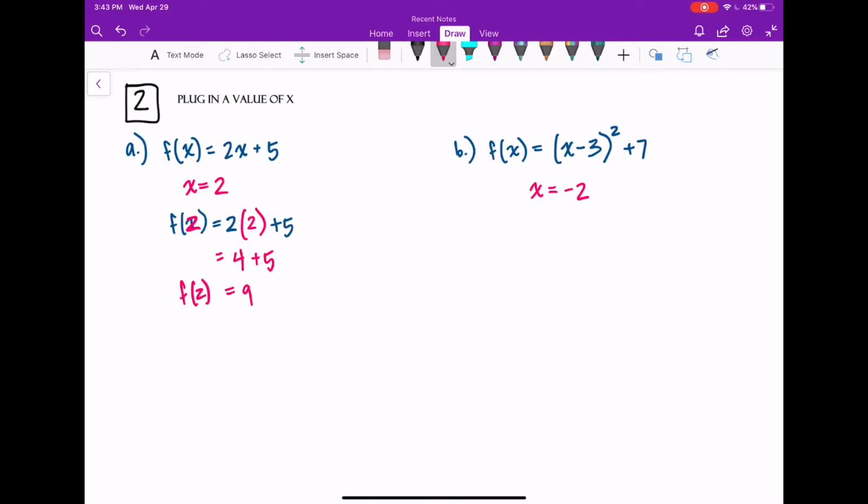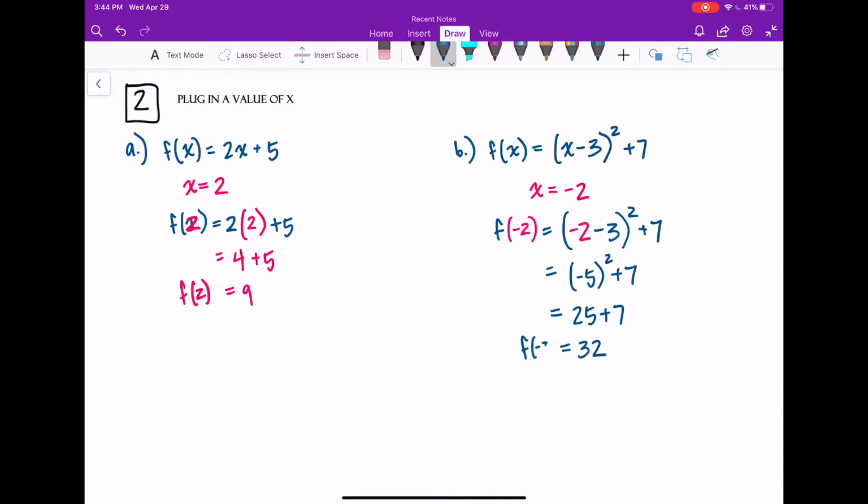Now let's look at part B. f of negative 2 equals 32.